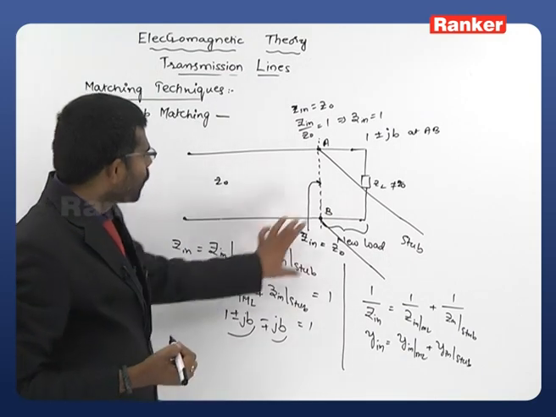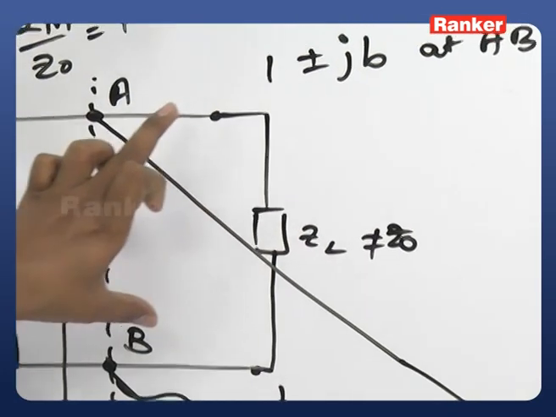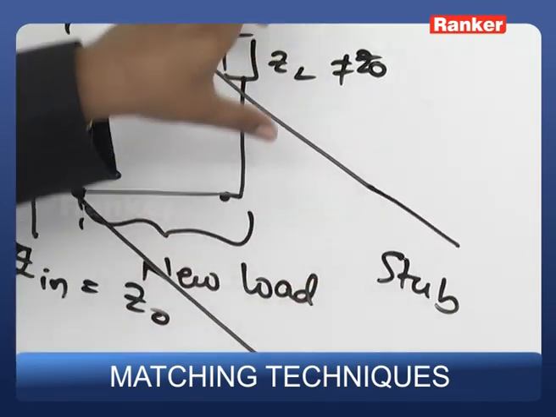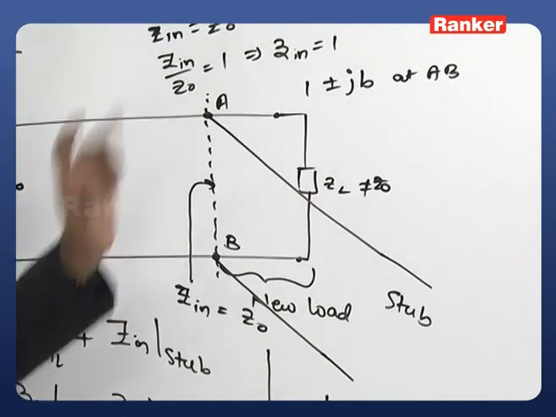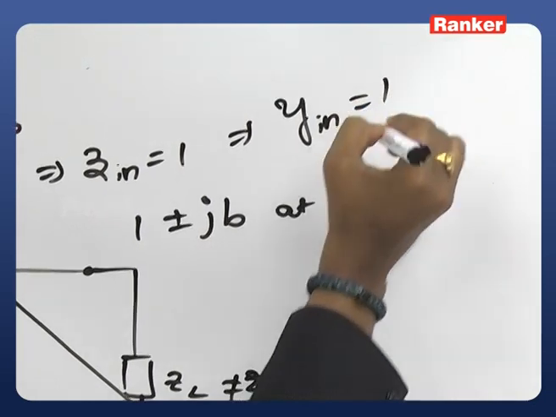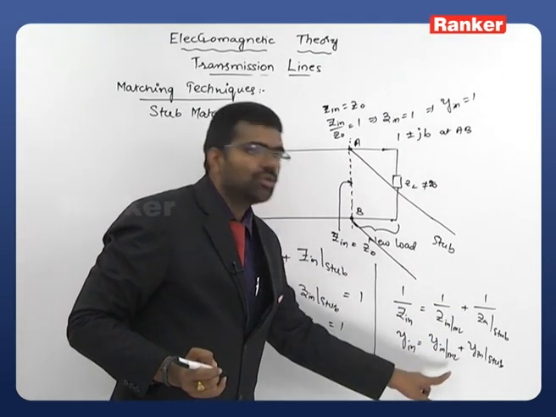Now once again clearly observe, whenever we have a load, from that load at some location we are adding a stub. By adding this stub, the reactance part will be eliminated and you will get 1. Zn equal to 1 corresponds to, the same can be taken as Yn equal to 1. Yn is equal to 1. 1 can be obtained by adding these two.